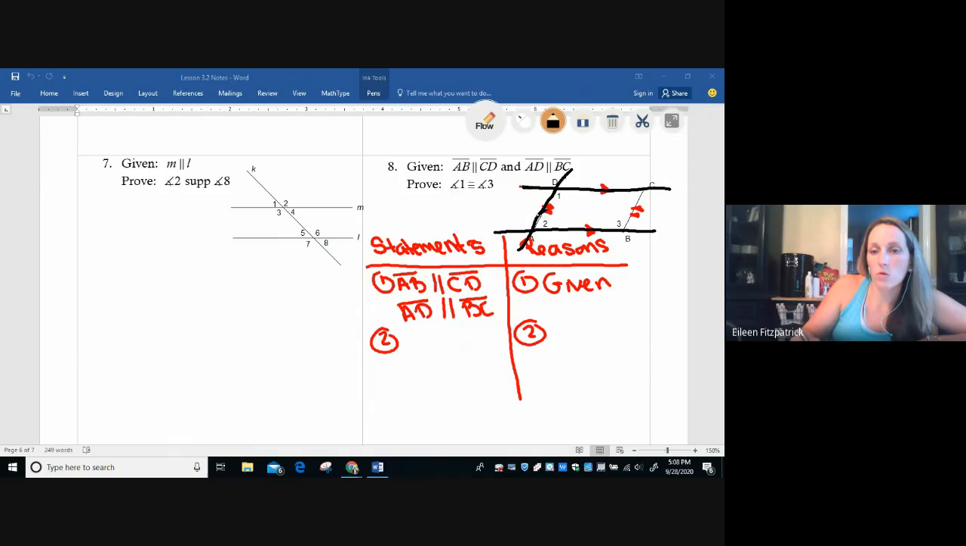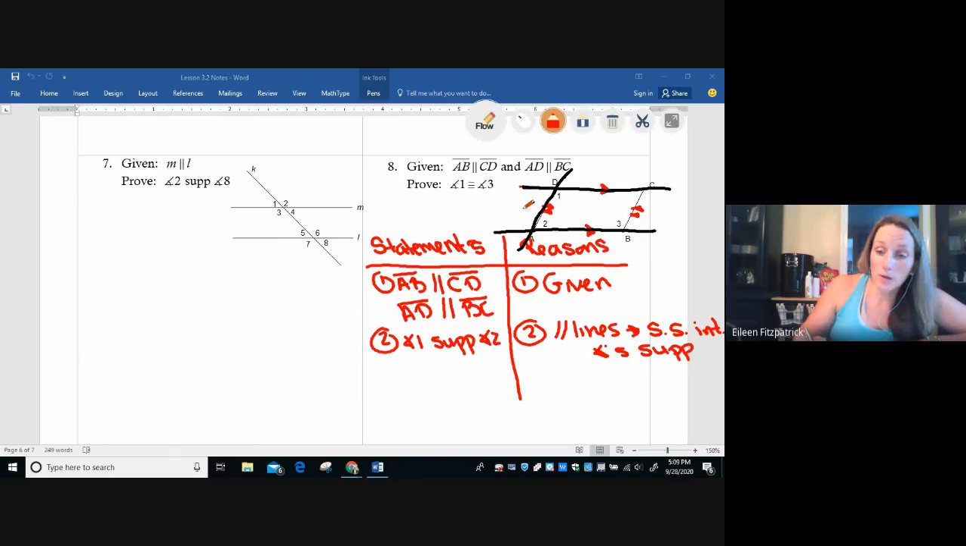What's the relationship between 1 and 2? They are same side interior angles, which means they are supplementary. So you could say that angle 1 is supplementary to angle 2. And the reason is parallel lines implies same side interior angles sup.